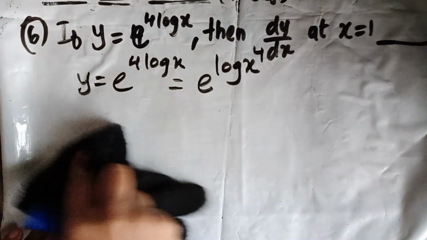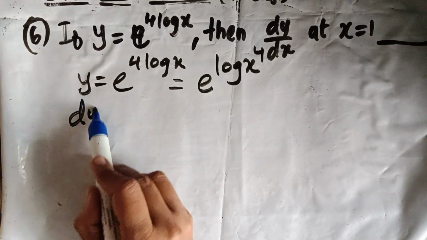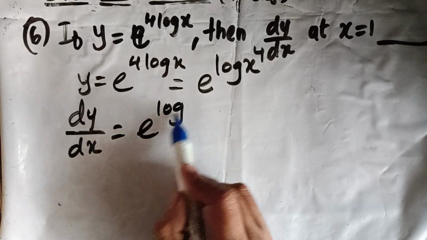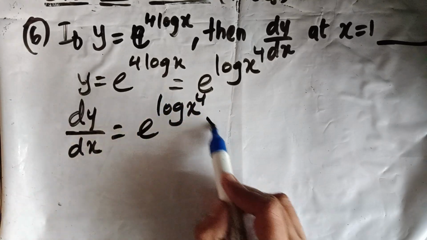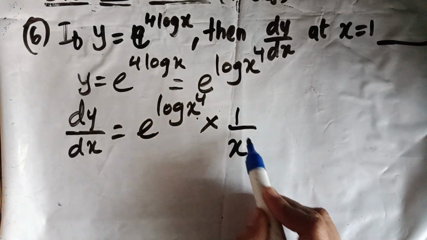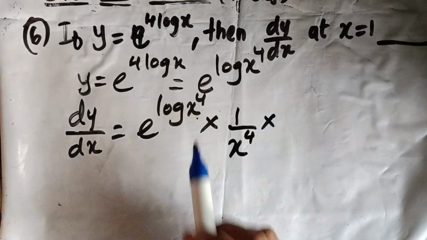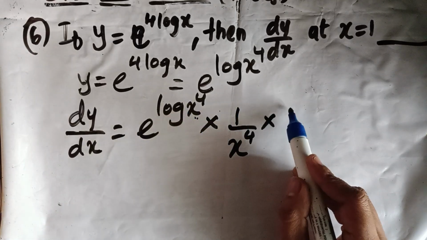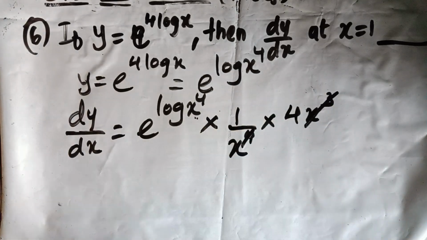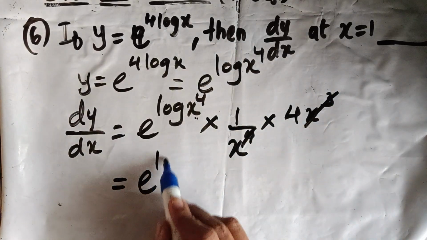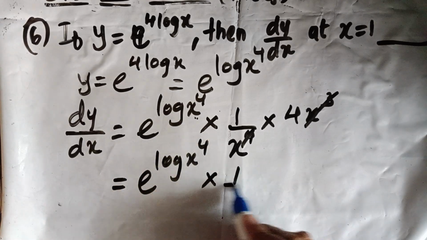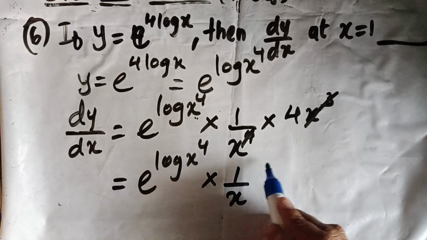Okay. So differentiating we will get dy by dx. This term remains as it is. Then you have to differentiate this term, that is 1 upon x raised to 4. Then differentiating x raised to 4, that is 4x cube. Okay. So this gets cancelled. You will get e raised to log x raised to 4 into 1 upon x into 4.